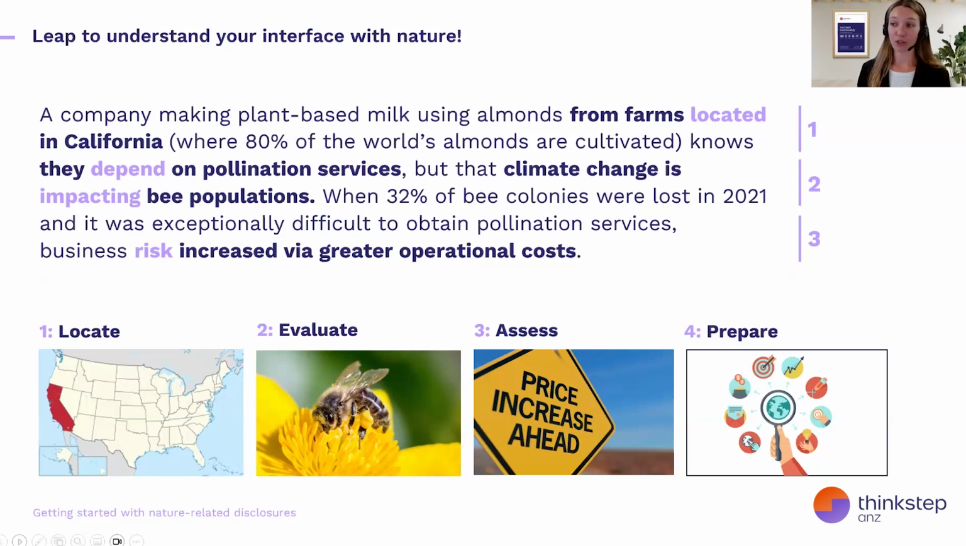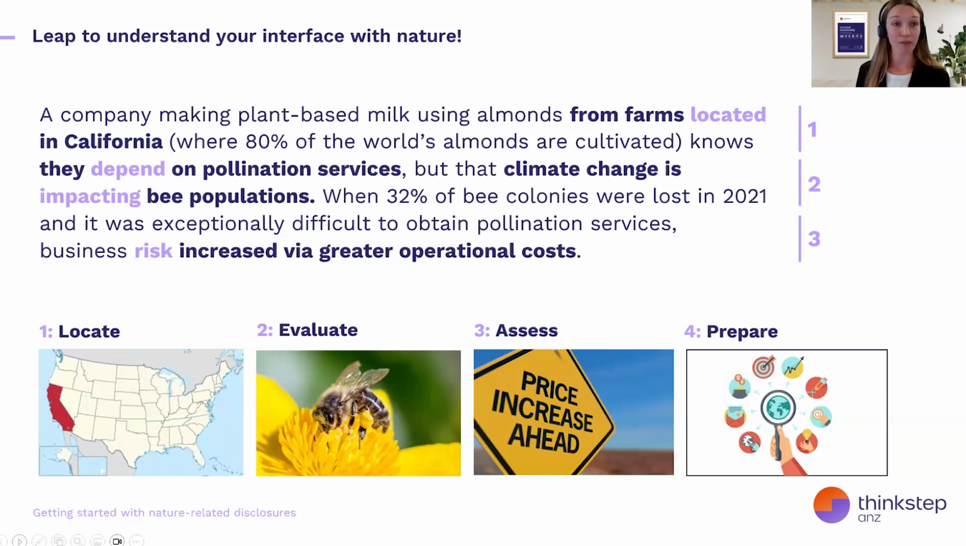1, locate your interface with nature. And part of this means needing to identify what's material to your institution based on where your footprint is, what your relationships with nature are, and what is highest on your priority list. And what should sit on your list is not predefined by the TNFD. That's up to you. That might be based on procurement spend of specific resources, or it might be revenue generation from key environmental assets.